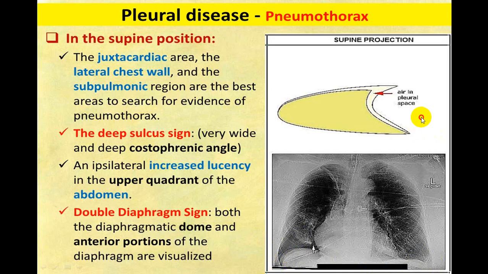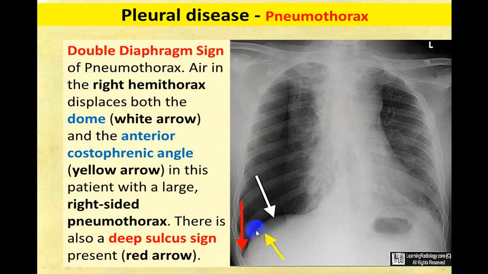We'll be showing you in further X-rays. Can you see this? Going down. See this costophrenic angle. This is called a deep sulcus sign. And here, sometimes you can make out the two domes of diaphragm separately. This is the two domes of diaphragm. It is called double diaphragm sign. So you can make out one diaphragm here, second diaphragm here because of air. And that is called double diaphragm sign. And when you see this angle going deep inside, then it is called a deep sulcus sign.